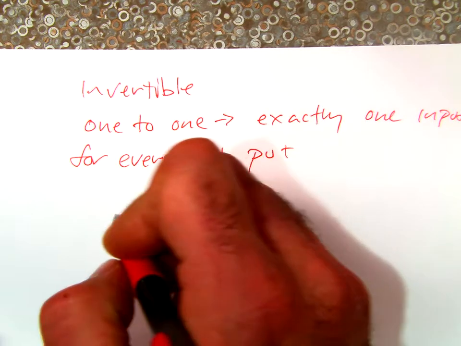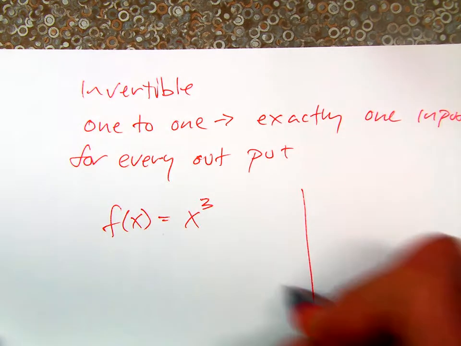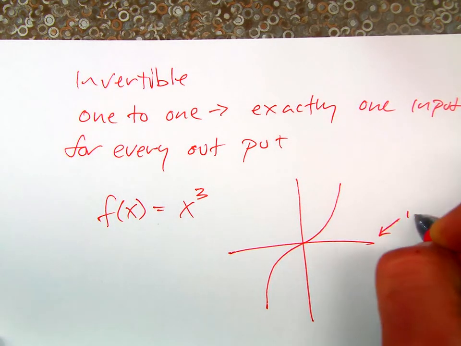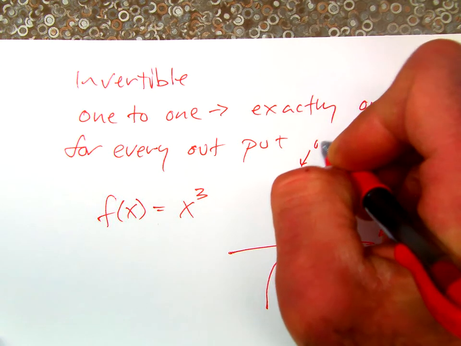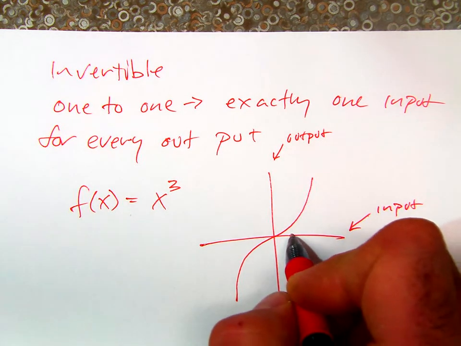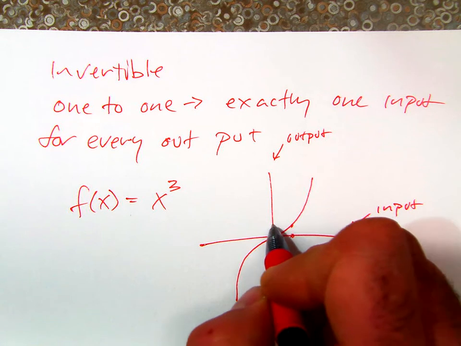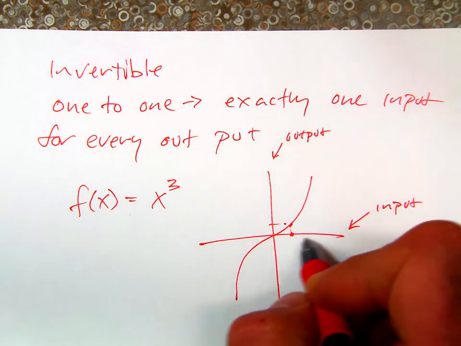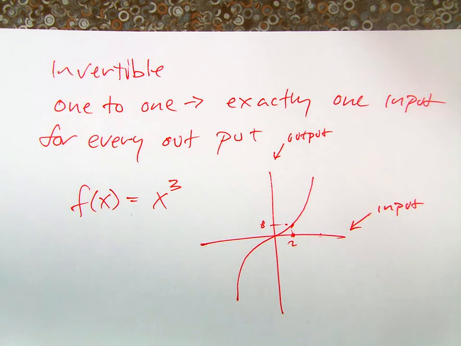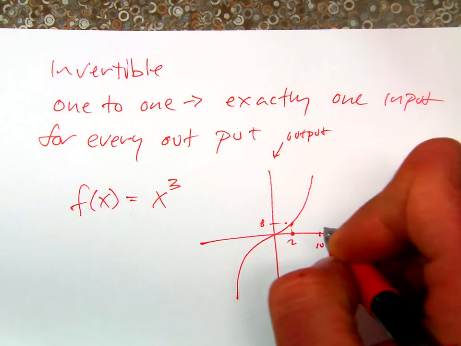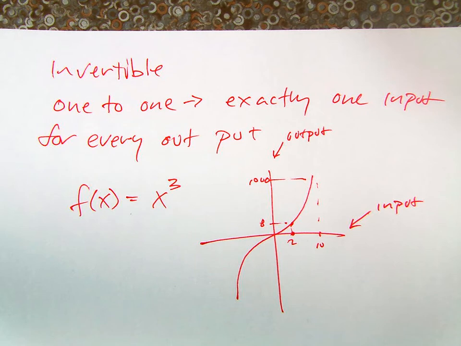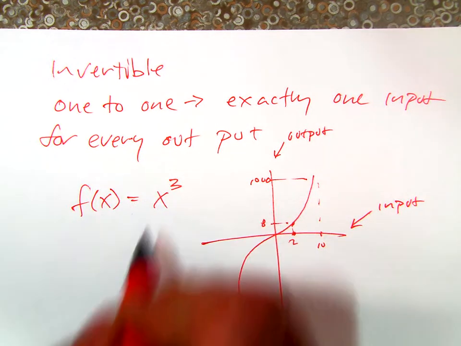So if I have a function like f of x equals x cubed, that looks like this. And remember, input is the x-axis and the output is the y-axis. So I have an x value, say 2. 2 cubed corresponds with only one y value. If x is 2, y is actually 8. But there's only one. So if x is 10, then y is actually 1,000. 10 cubed is 1,000. So this f of x is 1 to 1.